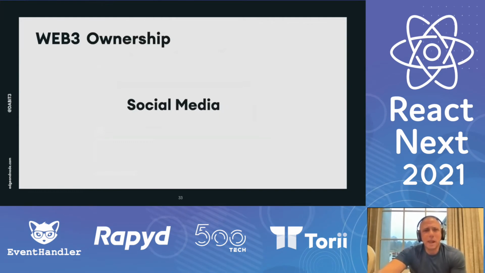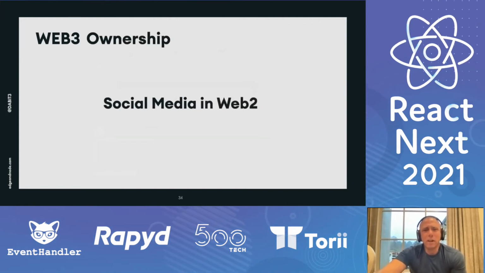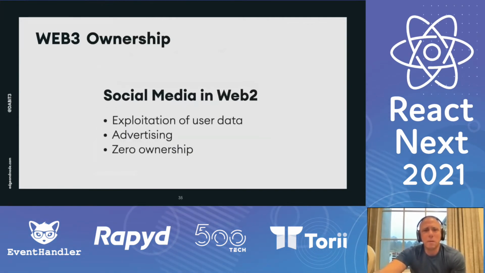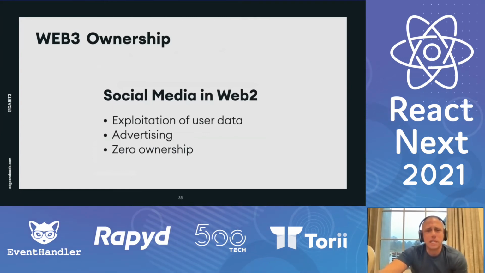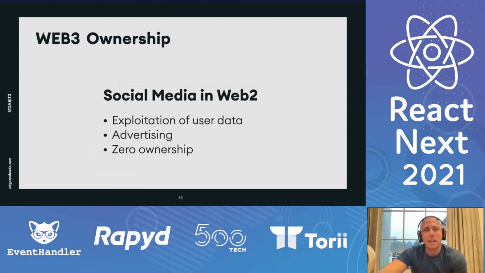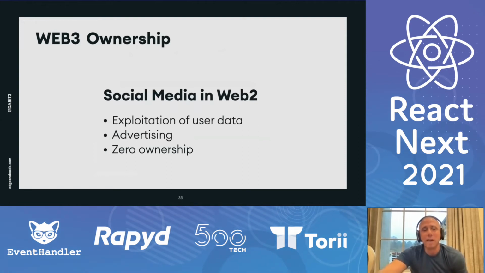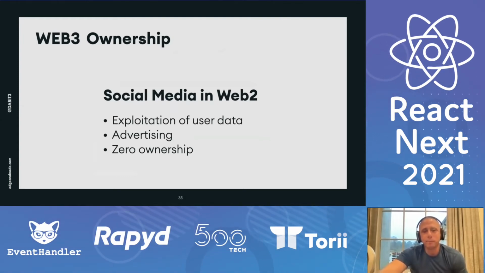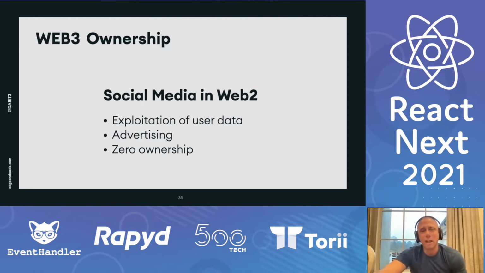Social media is something that I don't think has been quite figured out yet, but we know how social media works in Web 2. It's based on the exploitation of user data, advertising, and the user on the platform not having ownership. Meaning that if I use Twitter, Facebook or YouTube, and I gain 1 million followers, that means that the platform is able to make that much more money off of the traffic that my profile is bringing to the table. But I don't really see any of that.